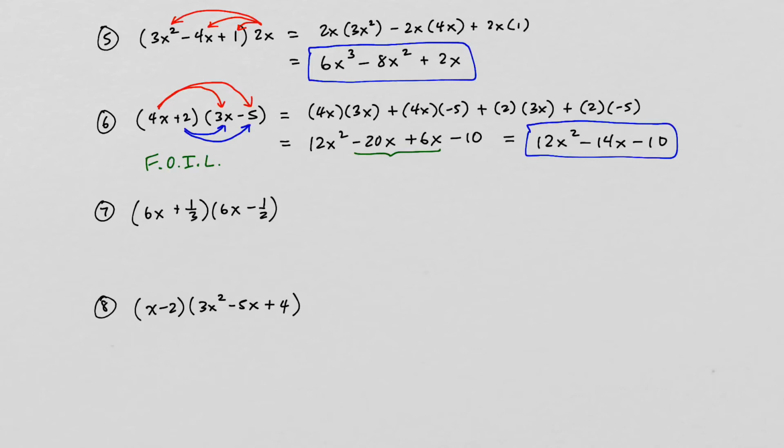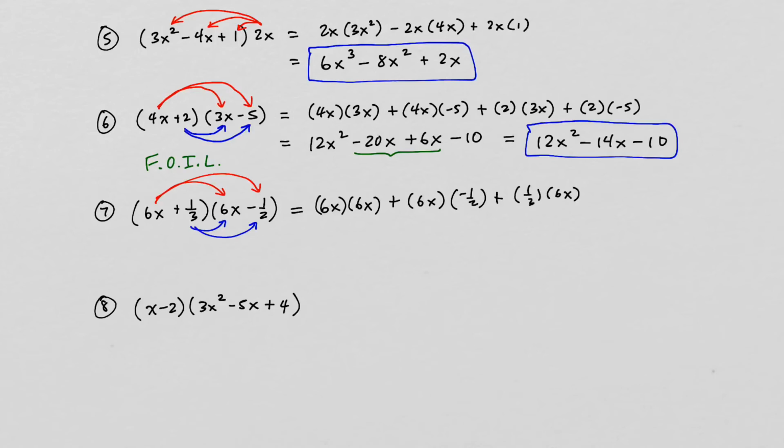Example 7 is just like example 6, except that I've introduced some fractions. And so we're going to multiply very much in the same way. And of course, you don't have to write everything down when you're doing this, but I will do this just to make sure you understand. So we start with 6x times 6x, and then 6x times negative 1/2, and next is 1/3 times 6x, and finally positive 1/3 times negative 1/2, so we'll say plus 1/3 times negative 1/2.